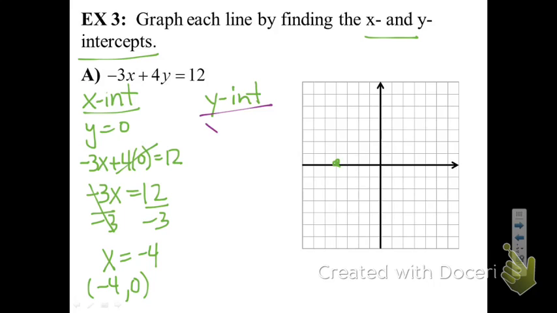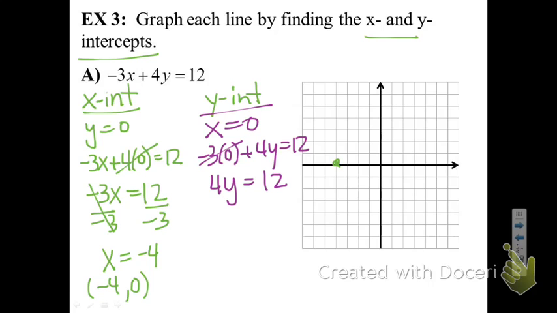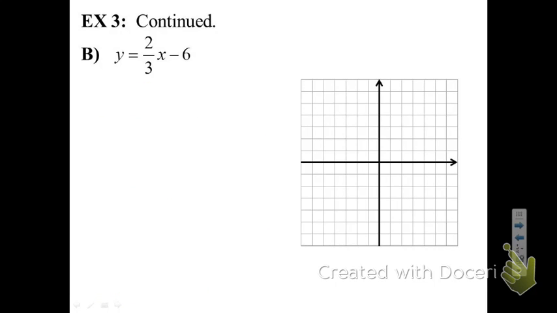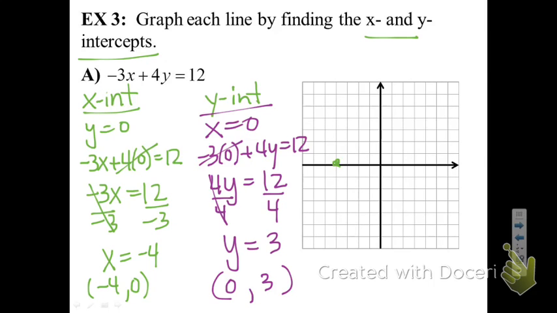The y-intercept is when x equals 0, so we go into the equation, replace the x with 0. And this -3 times 0 becomes 0, so we no longer need it in our equation. And we're left with 4y equals 12. To solve this, we divide by 4. These 4's divide out. Y equals 3, and we have an ordered pair at (0, 3). To graph that, we go over 0, up 3, and it should be right where it crosses the y-axis, and it gives us this line.